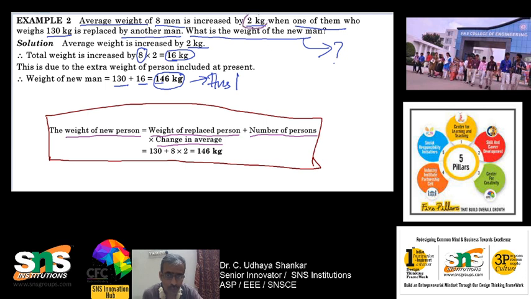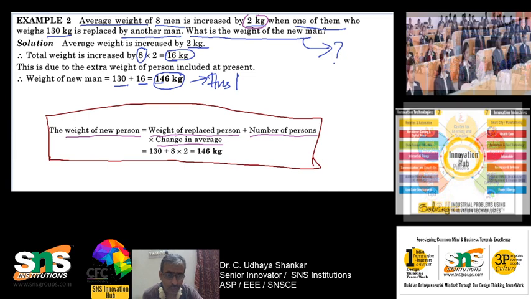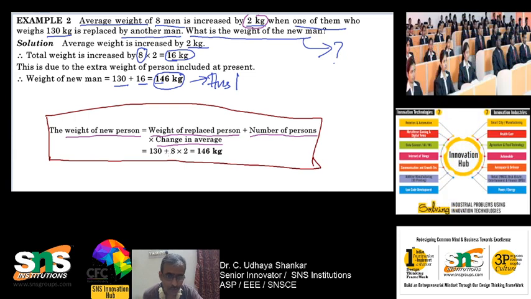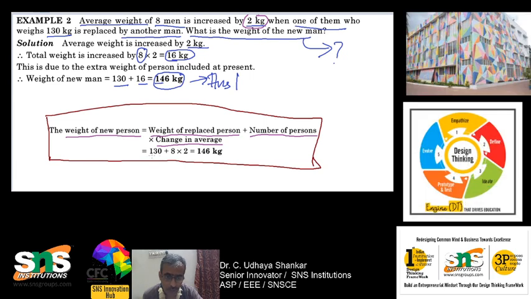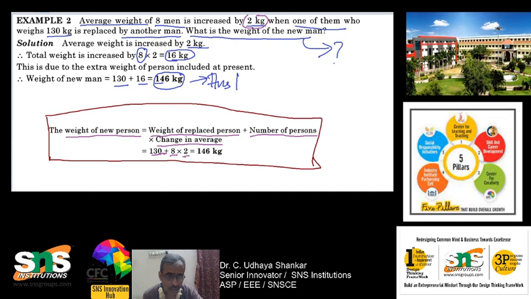It is very simple, just substitute here. The weight of the replaced person is 130 kilogram, and we want to find the weight of the new person. Mostly this will be the question. The total number remains the same, that is 8, and the change in average is plus 2. Is it right? So 2 kilograms has been added. You just do the calculation and finally you will get 146 kilogram. So this is your answer 2.